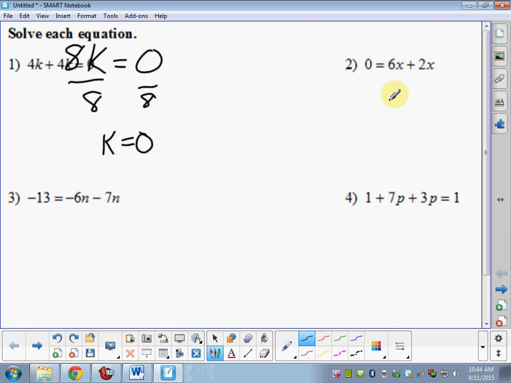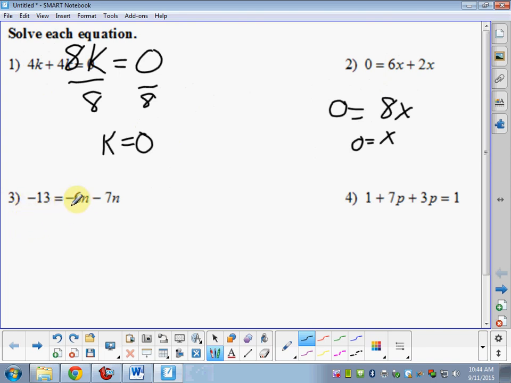So that is why you have that. 6x and 2x make 8x, so on number 2 we're going to combine those like terms, set that equal to 0, divide by 8 on both sides, and again you're going to get 0 because 0 divided by a number is okay, a number divided by 0 is not okay. So there are the first 2 examples.